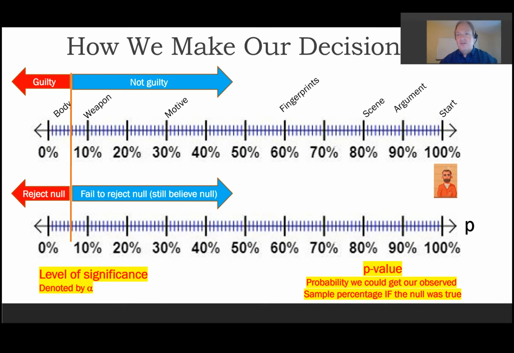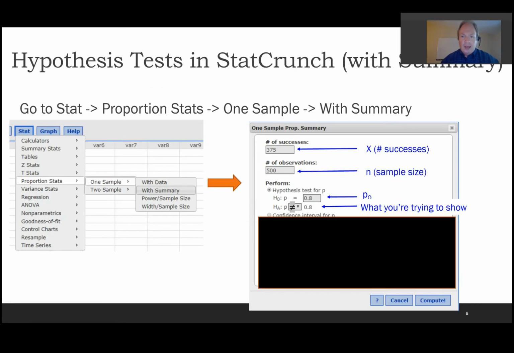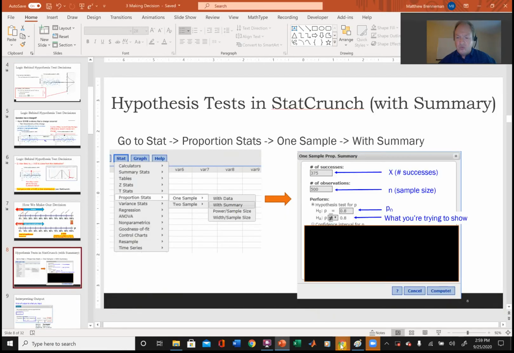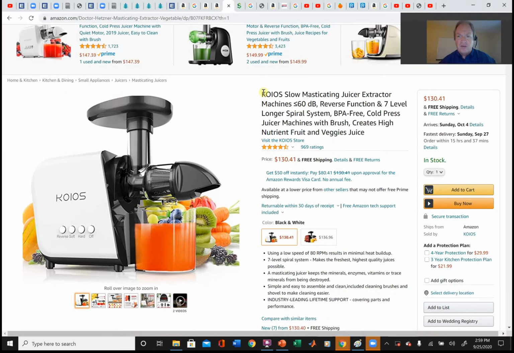Now, how do we do this in StatCrunch? We're going to see two different ways. So if we go to StatCrunch, and I'm going to go to StatCrunch right now, we're going to go ahead and run that hypothesis test for that motorcycle example.